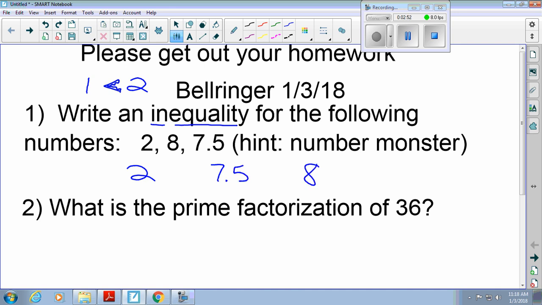Okay. So, what symbol do I need to put in between here? Cam. Greater than? So you're saying 2 is greater than 7.5. I mean, less than. Are you sure? Yes. Your final answer is? Less than. Yep, you're correct. All right, so 2 is less than 7.5, which is less than 8.